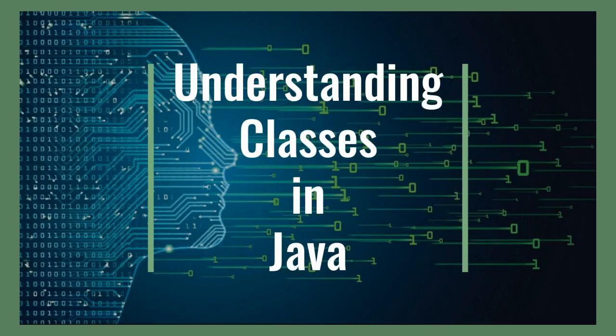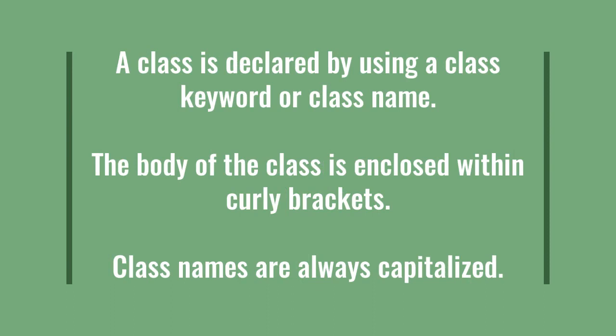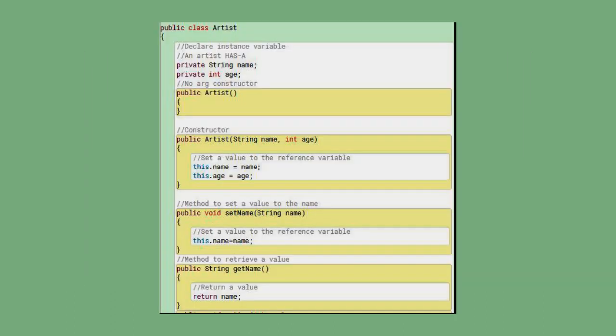Understanding classes in Java. A class is a blueprint that creates objects. A class is declared by using the class keyword and a class name. The body of the class is enclosed within curly brackets, and class names are always capitalized. Here you can see a class called Artist.